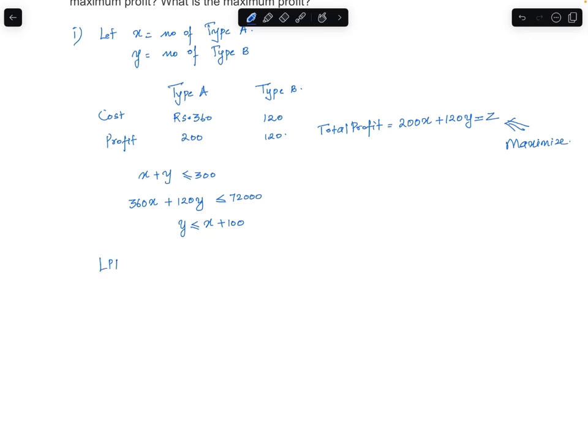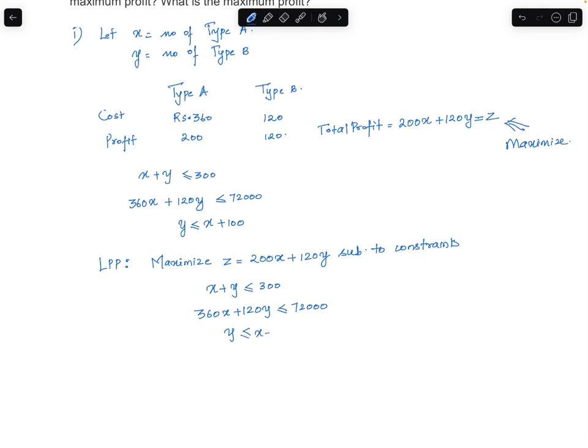So the LPP can be summarized as: maximize Z equal to 200X plus 120Y, subject to constraints X plus Y less than or equal to 300, 360X plus 120Y less than or equal to 72,000, Y less than or equal to X plus 100, and X greater than or equal to 0 and Y greater than or equal to 0.